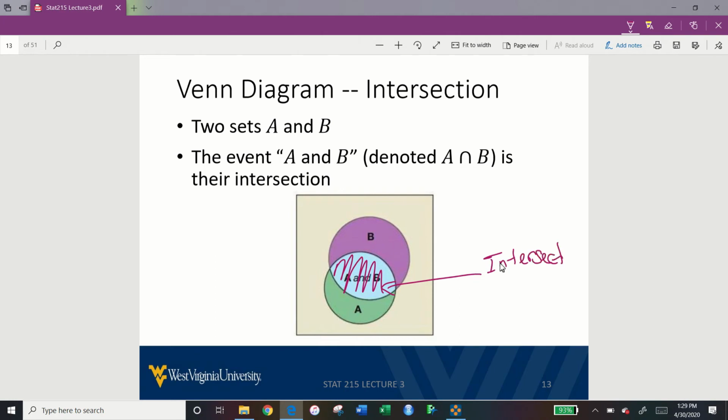Helpful hint, when you're reading word problems about probability, when you see the word "and," that means intersection. What is the probability of A and B? That means what is the probability of the intersection of A and B?